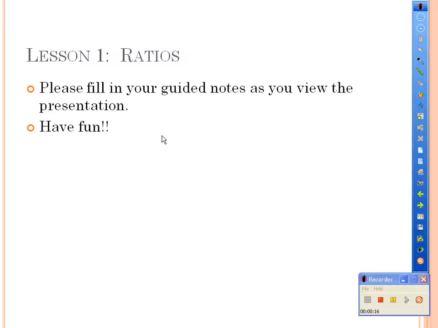Have fun! In this unit, you will learn about ratios and extend the concept to rates and unit rates, and then to solving proportions and to scale drawings. Students will also explore the relationships between rate and the slope of a line.